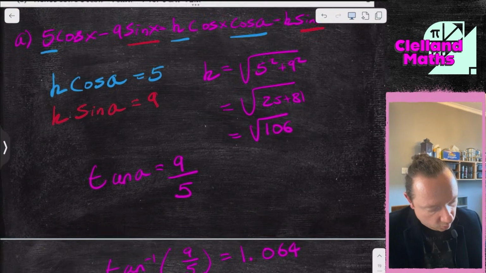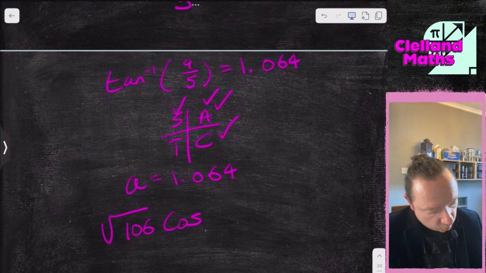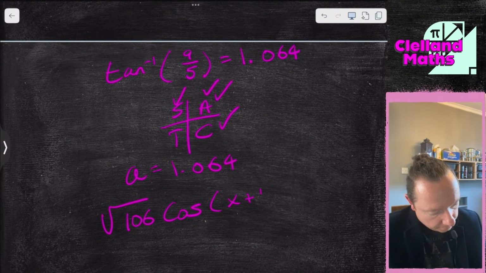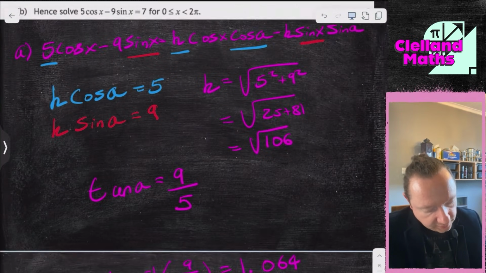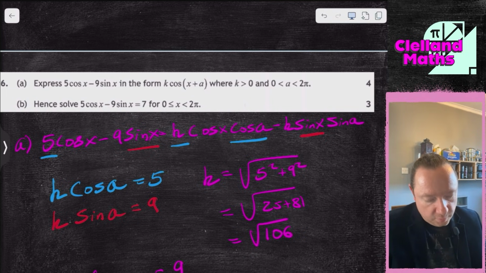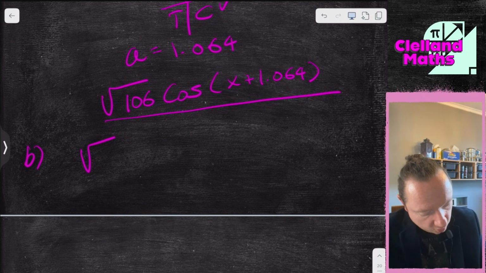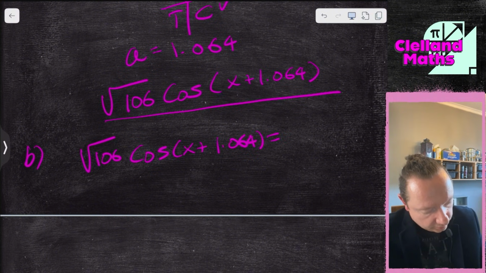So we've got root 106 cos x plus 1.064. And we're done there for part A. B says, hence solve 5 cos x minus 9 sin x equals 7 between 0 and 2 pi. Well, it's the same equation, so I just make that equal to 7. Root 106 cos x plus 1.064 equals 7.